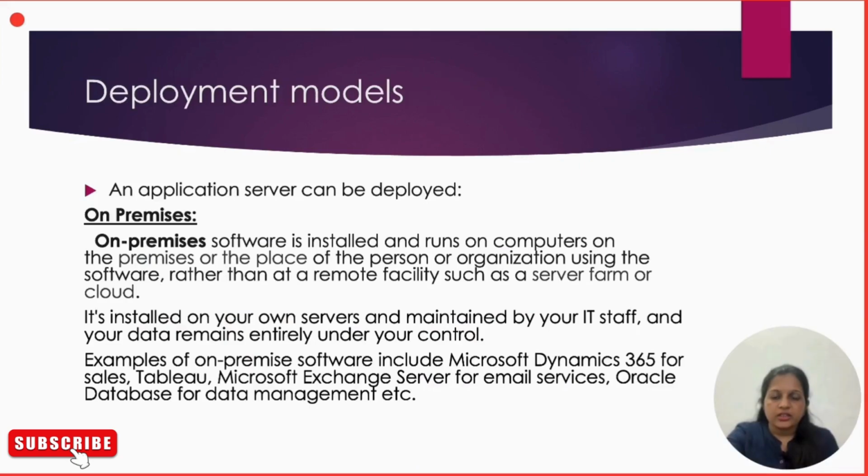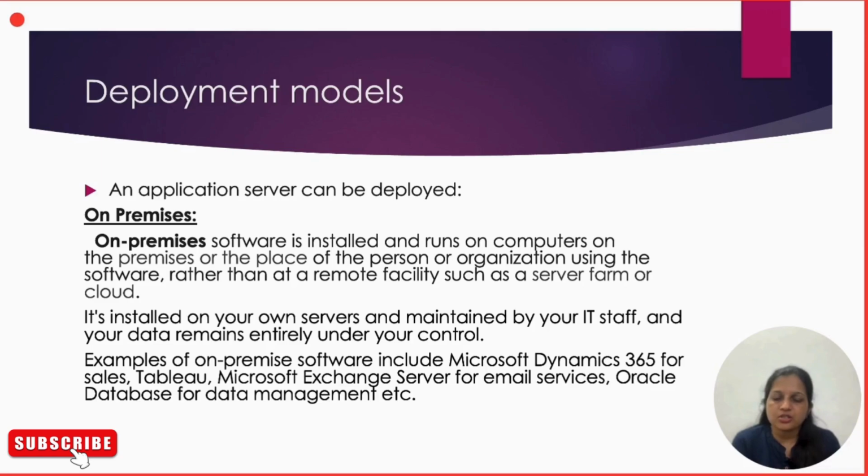Okay. Now the deployment models. In how many ways can an application server be deployed? The first is on-premises. You can host your server on your own premises, that is, at the location where you or your organization is, and that server is managed by your IT team. Everything is enabled by you and everything is accessible by you. So that is on-premises.